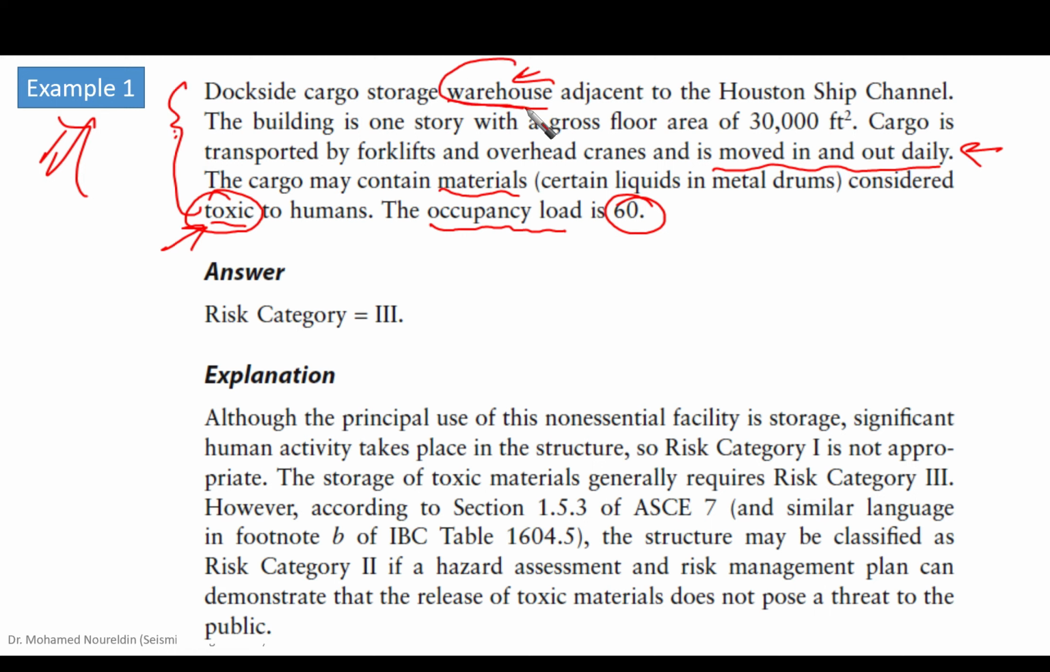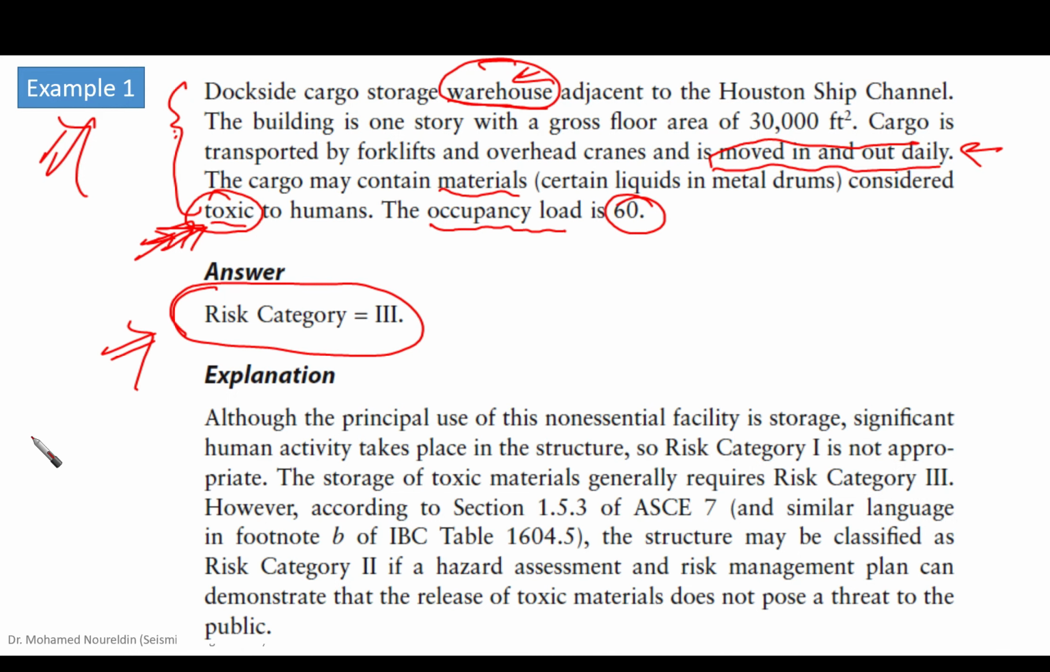We are talking about a warehouse where forklifts and overhead cranes are moving in and out on a daily basis, and it contains toxic material. So if we look to our table, the words toxic material, warehouse, and something working in and out on a daily basis give us some clues about what we are going to choose. Explanation first, before giving the answer: actually, the risk category is going to be 3.